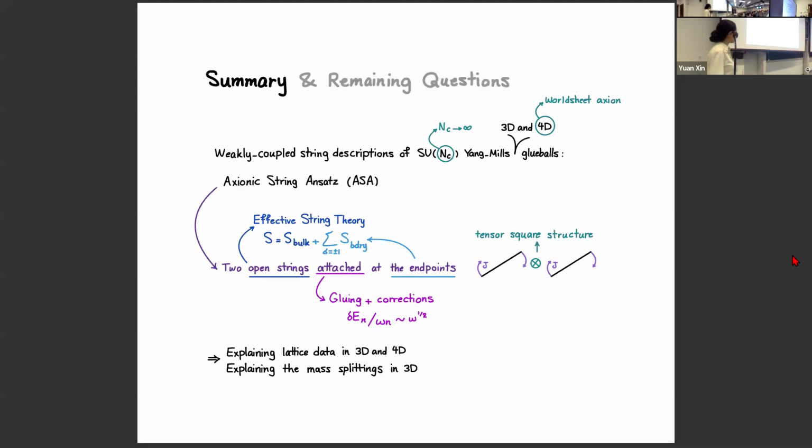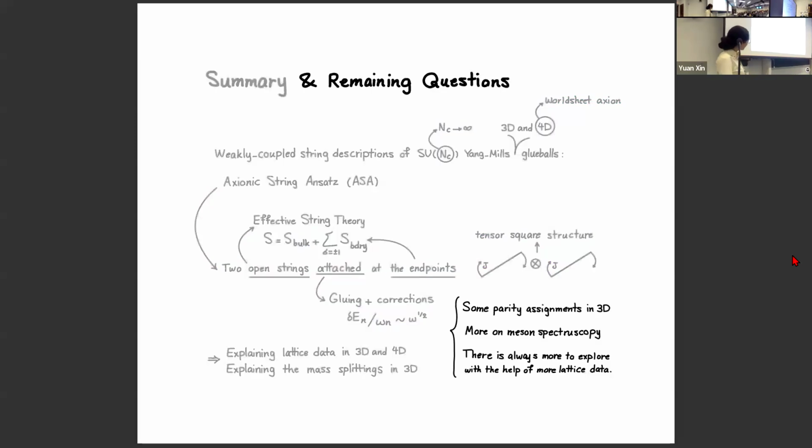And with all that, we were able to explain lattice data in 3D and 4D, and also explain some mass splittings in 3D. The remaining questions, one of them is the parity assignment in 3D. There are some key parity assignments which are not determined only by assuming ASA. We are hoping that with our new techniques in hand, we might be able to determine those parities.